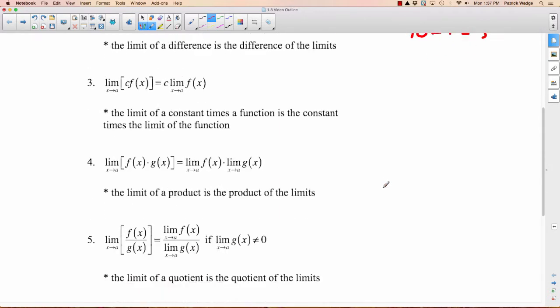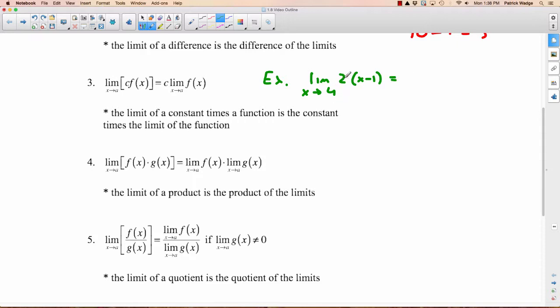Remember that c stands for a constant. So what we have here is a constant times a function. And what this property says is if there's a constant there, you're allowed to remove the constant and just take the limit of the function itself and not worry about the constant. So an example of that would be something like the limit of 2 times x minus 1 as x approaches 4 equals. So we have two things here.